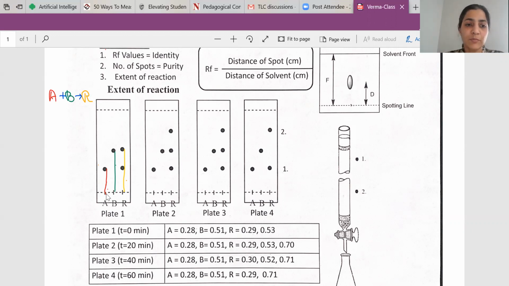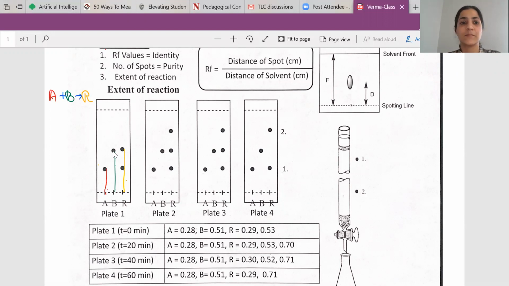She will also have to put the authentic A and authentic B, and when she runs or develops this TLC plate, she will see under the UV light that the first spot of R matches the authentic A. The second spot from the sample R matches with sample B, which is very normal because the reaction has not yet started.